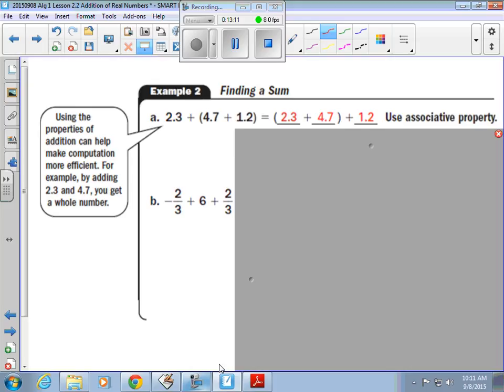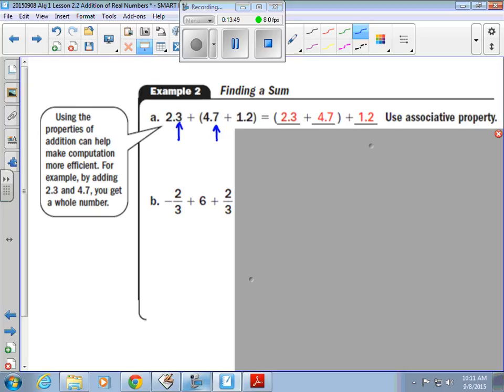Here's example number 2, finding a sum. Now we're going to use rules instead of a number line. 2.3 plus 4.7 plus 1.2. Notice the associative property. We're going to use that one. The only reason we're using the associative property, here's the only reason right here: what do you get when you put 3 together with 7? What's 3 plus 7? 10. So instead of having a whole bunch of leftover decimals, we're making it simpler to add these and get the number 10, and we'll just carry that 1.